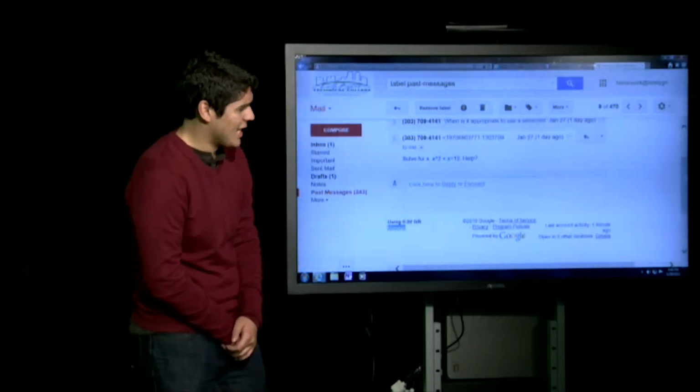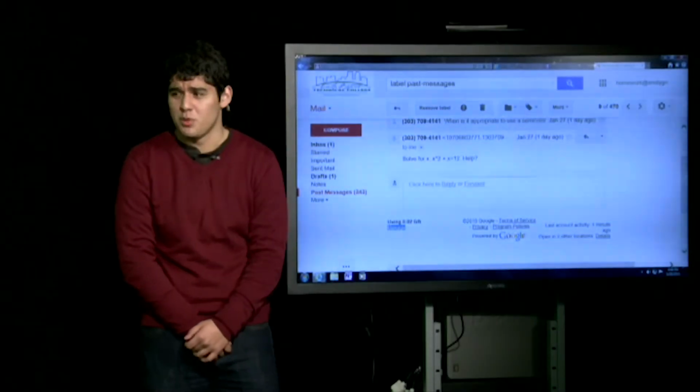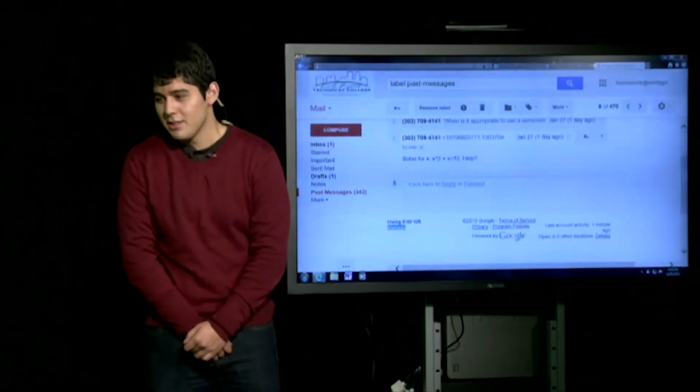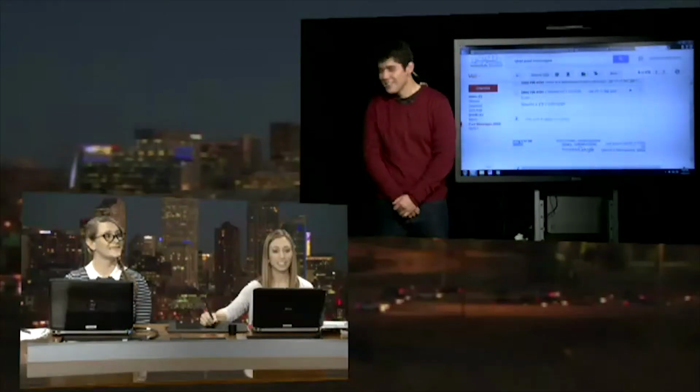Solve for x squared plus x equals 12. And then it says, help? So, help? That sounds like one of my students. Could be, I don't know.